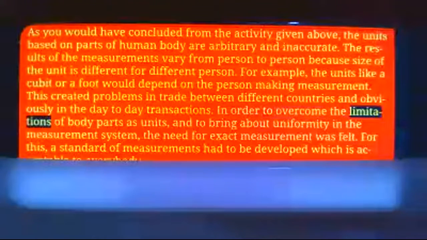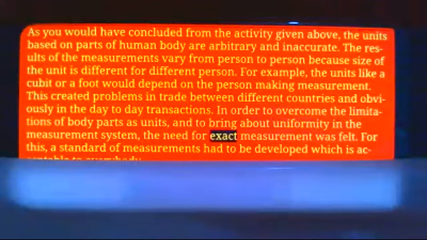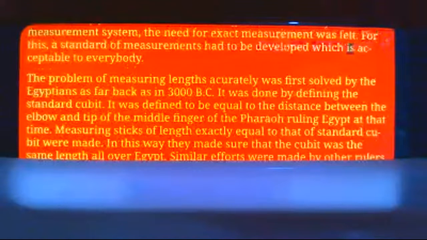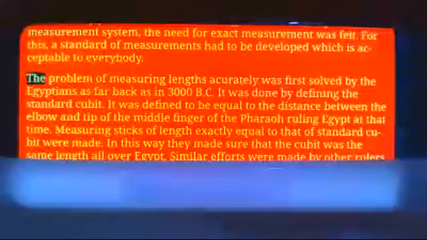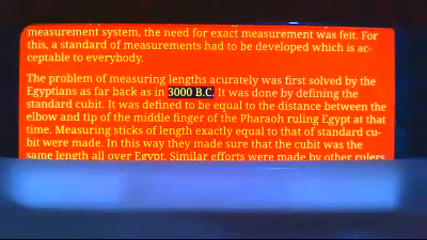In order to overcome the limitations of body parts as units and to bring about uniformity in the measurement system, the need for exact measurement was felt. For this, a standard of measurement had to be developed which is acceptable to everybody. The problem of measuring lengths accurately was first solved by the Egyptians as far back as 3000 BC. It was done by defining the standard cubit.